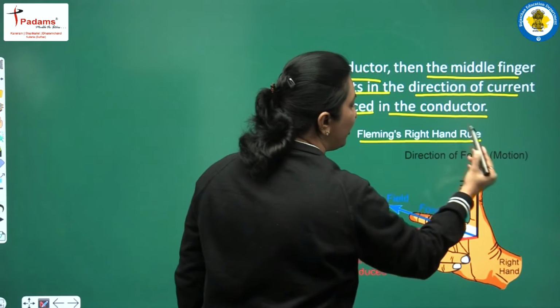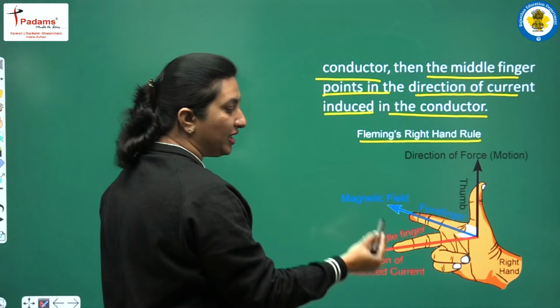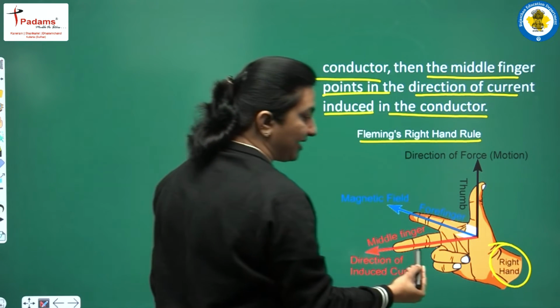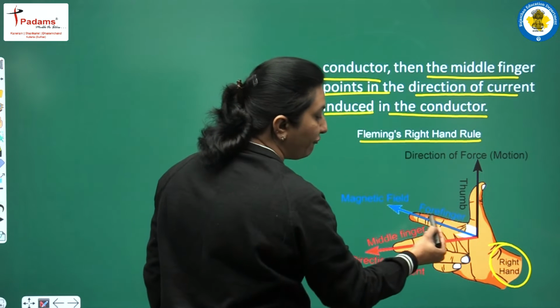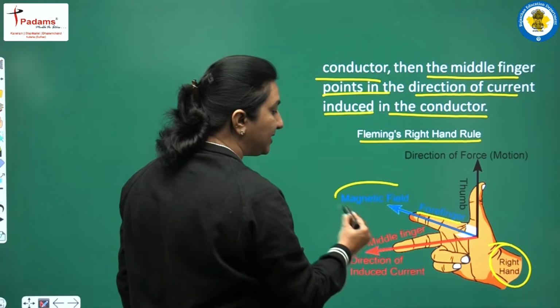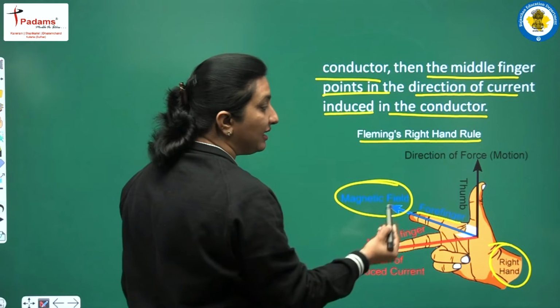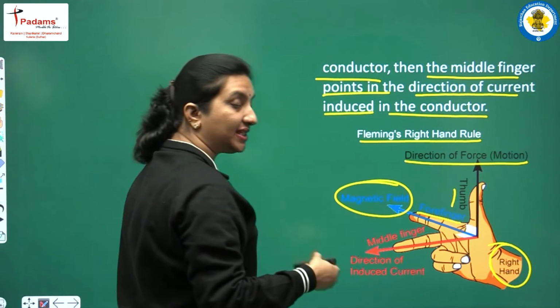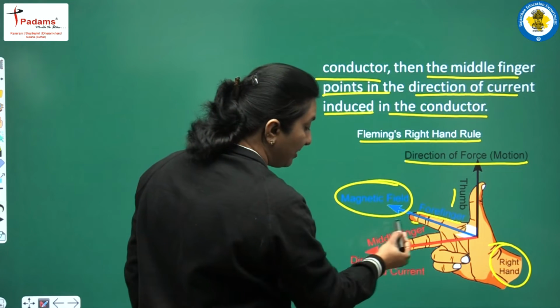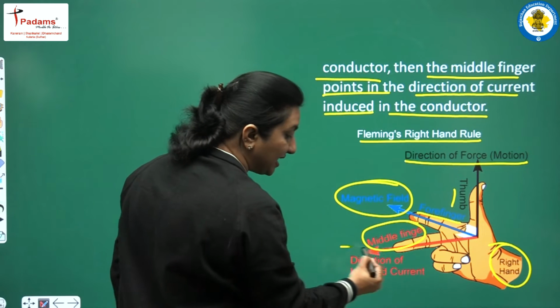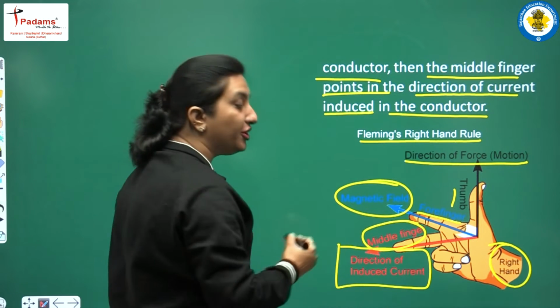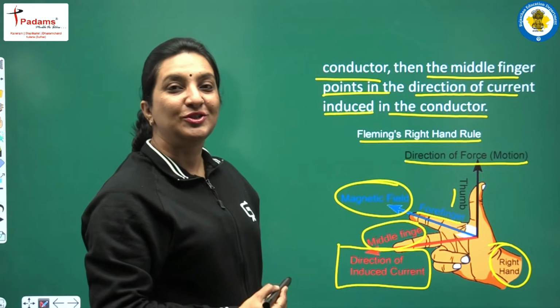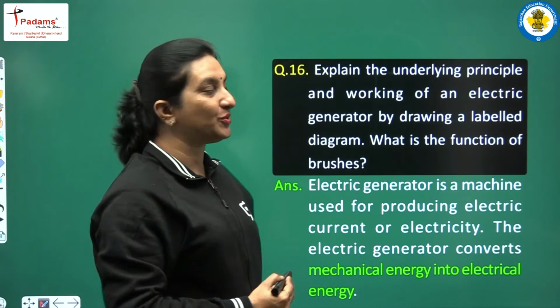So, Fleming's right hand rule is shown here. Here we have shown a right hand, and what we see is that the forefinger is pointing towards the magnetic field and the thumb is pointing towards the direction of force, that is motion. Then the middle finger will give us the direction of induced current. So, students, let us see the next question.